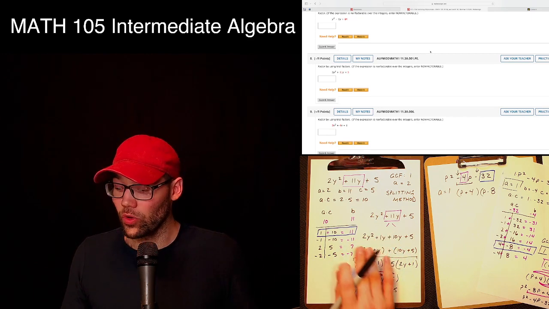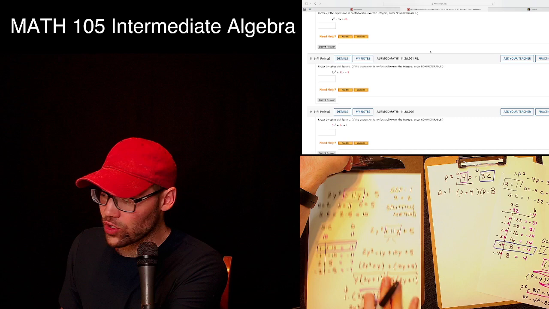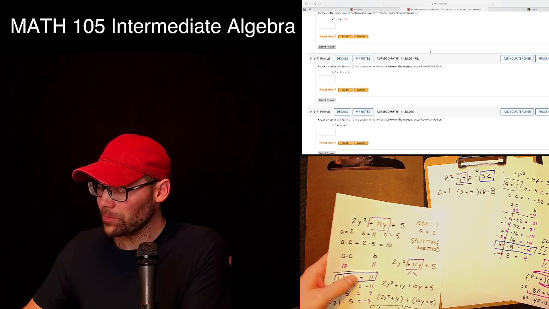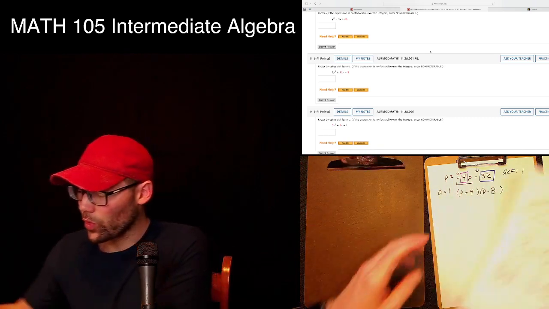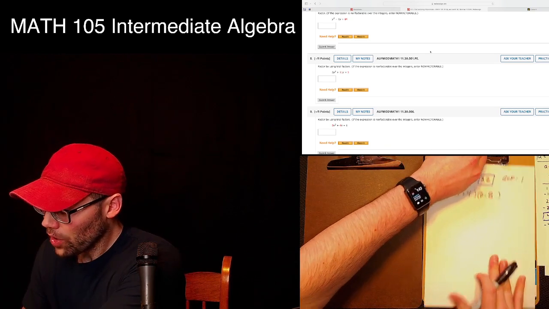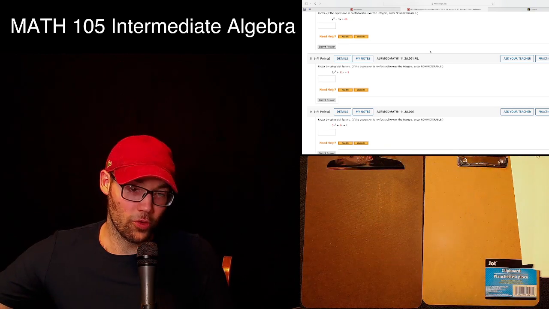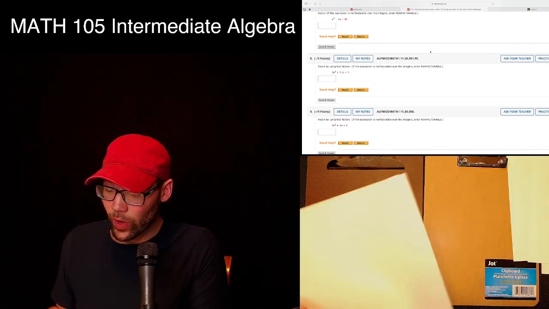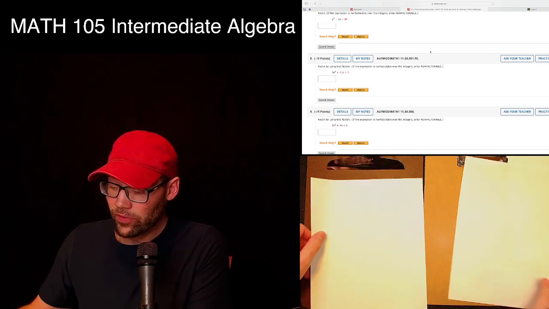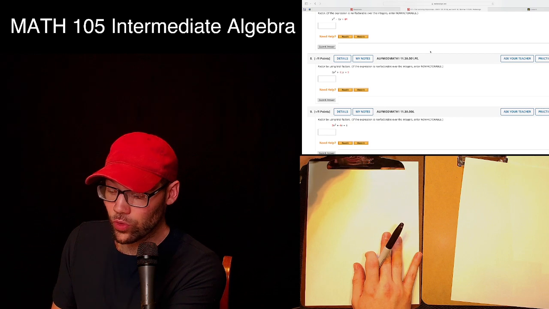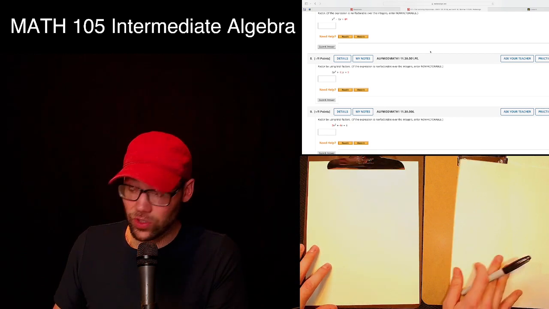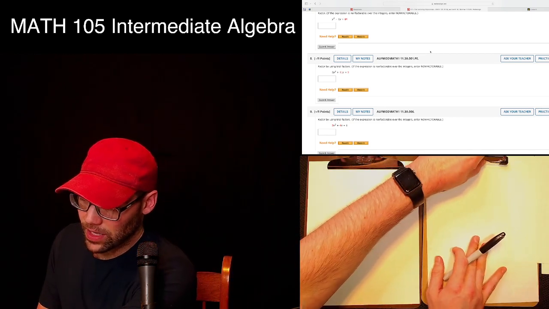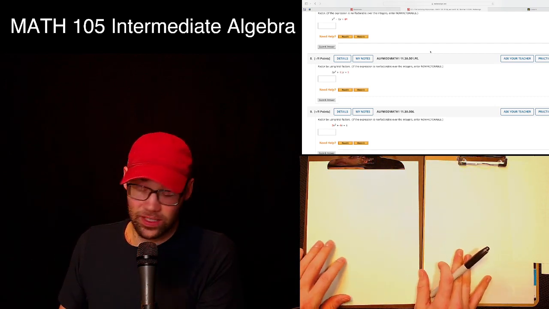All right, so there is one final piece of factoring that I do want to look at very quickly, and this is the difference of squares. So when we talk about the difference of squares, this is a special factorization, and you need to know how to do the difference of squares because you're going to see it all the time in this class.